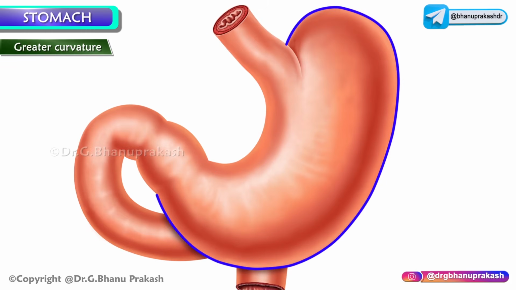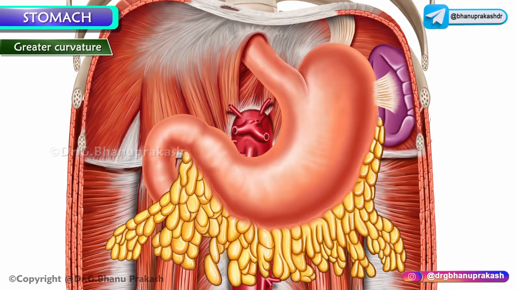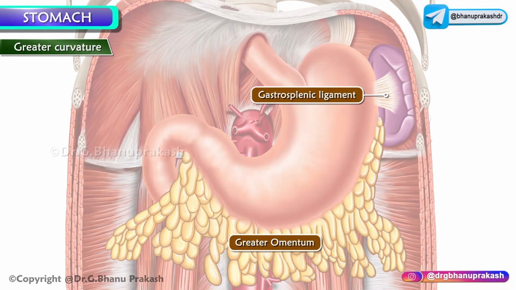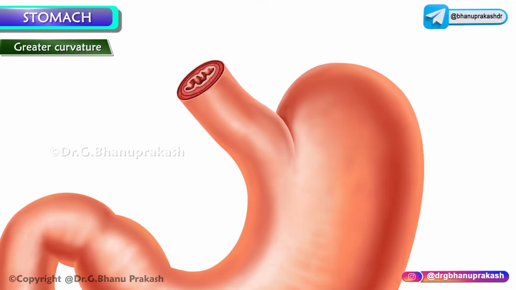And the next one is the greater curvature. So when compared to that of the lesser curvature, you can see over here that the greater curvature is the longer convex left border of the stomach, and it gives attachment to the greater omentum, gastrosplenic ligament as well as gastrophrenic ligament. So here at the upper part of the greater curvature, it has a notch called the cardiac notch, which separates the greater curvature from the esophagus.